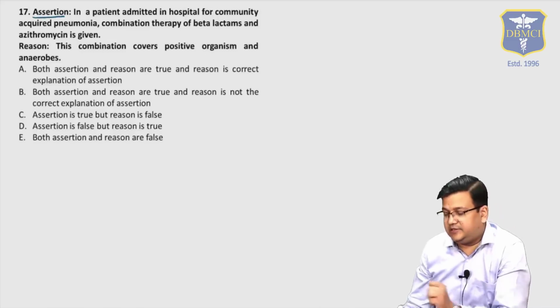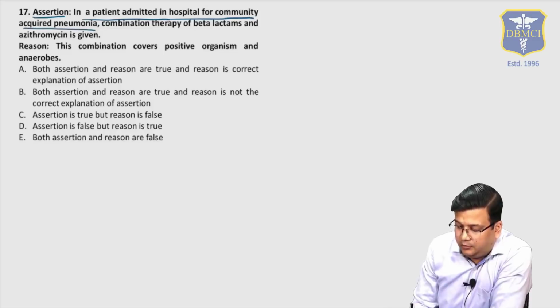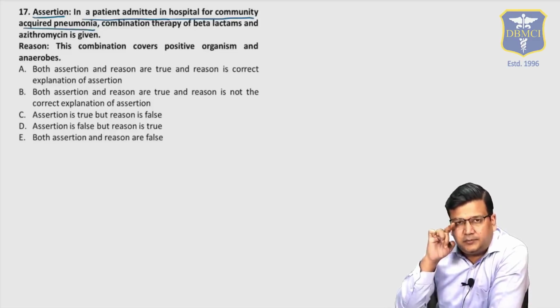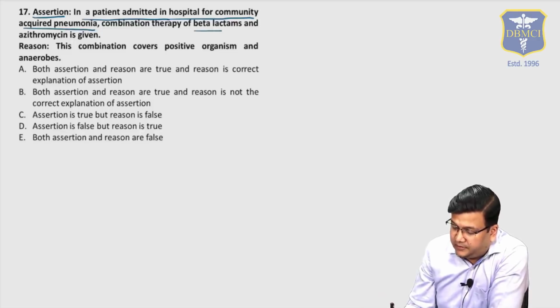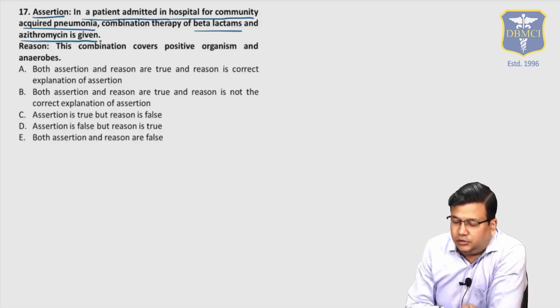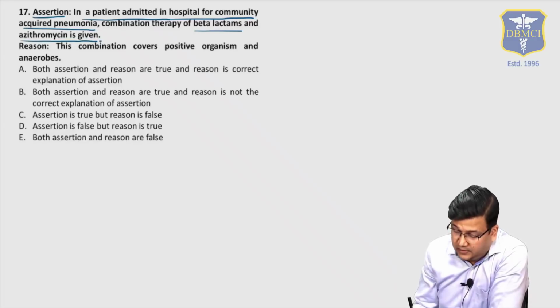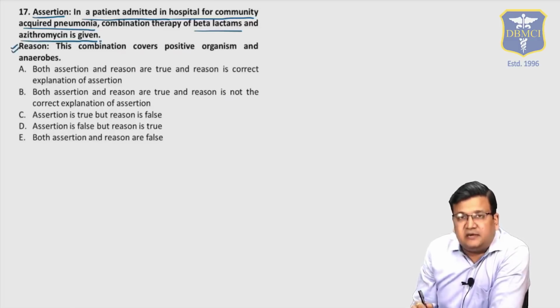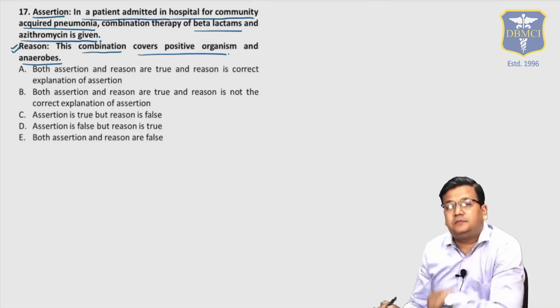The assertion or the statement says, in a patient admitted in hospital for community acquired pneumonia, so we are looking at treatment of pneumonia in a patient admitted to hospital, combination therapy of beta-lactam and azithromycin is given. So this is the statement. We don't know whether this statement is true or false. Second, the reason why this is done is because the combination covers gram-positive organisms and anaerobes.